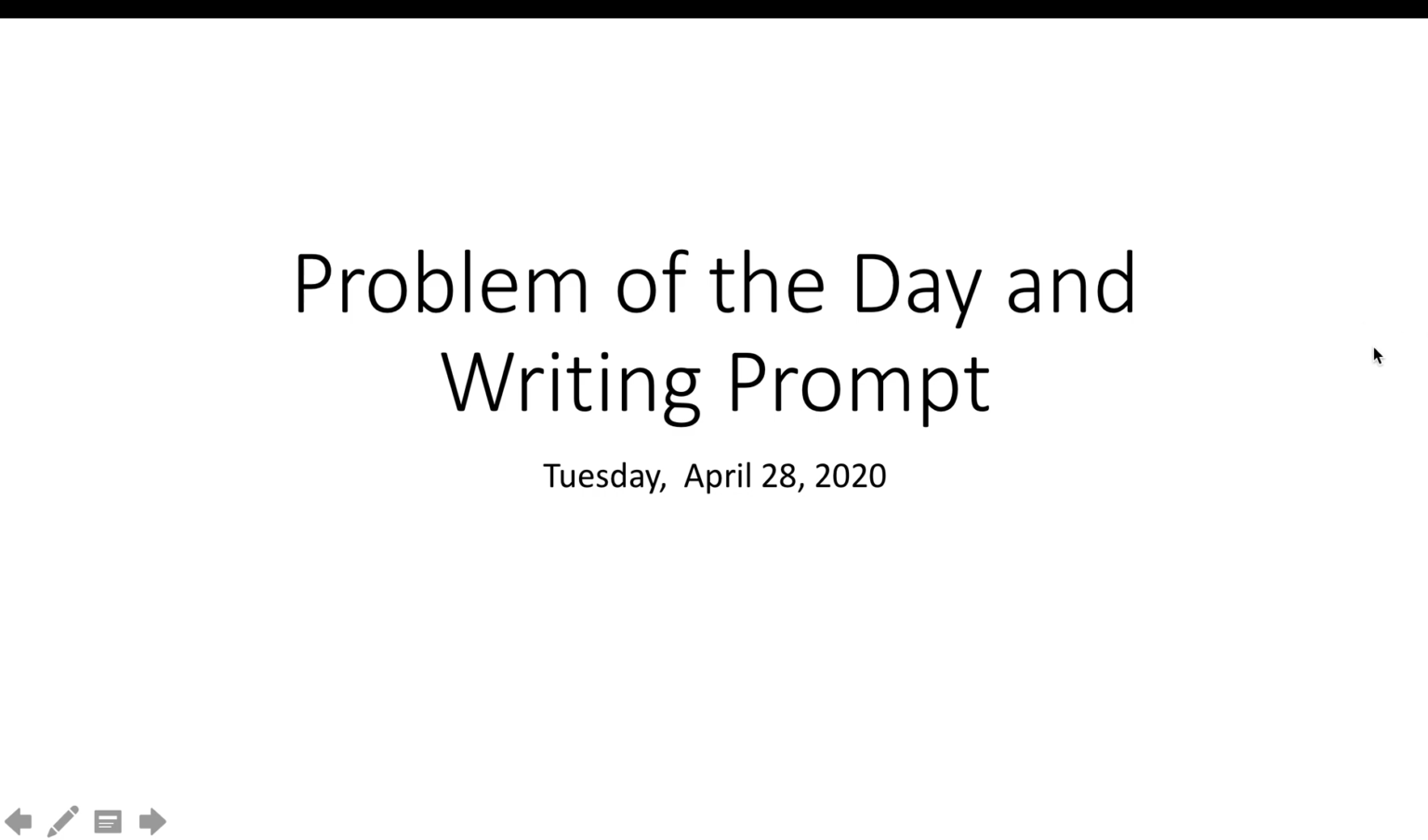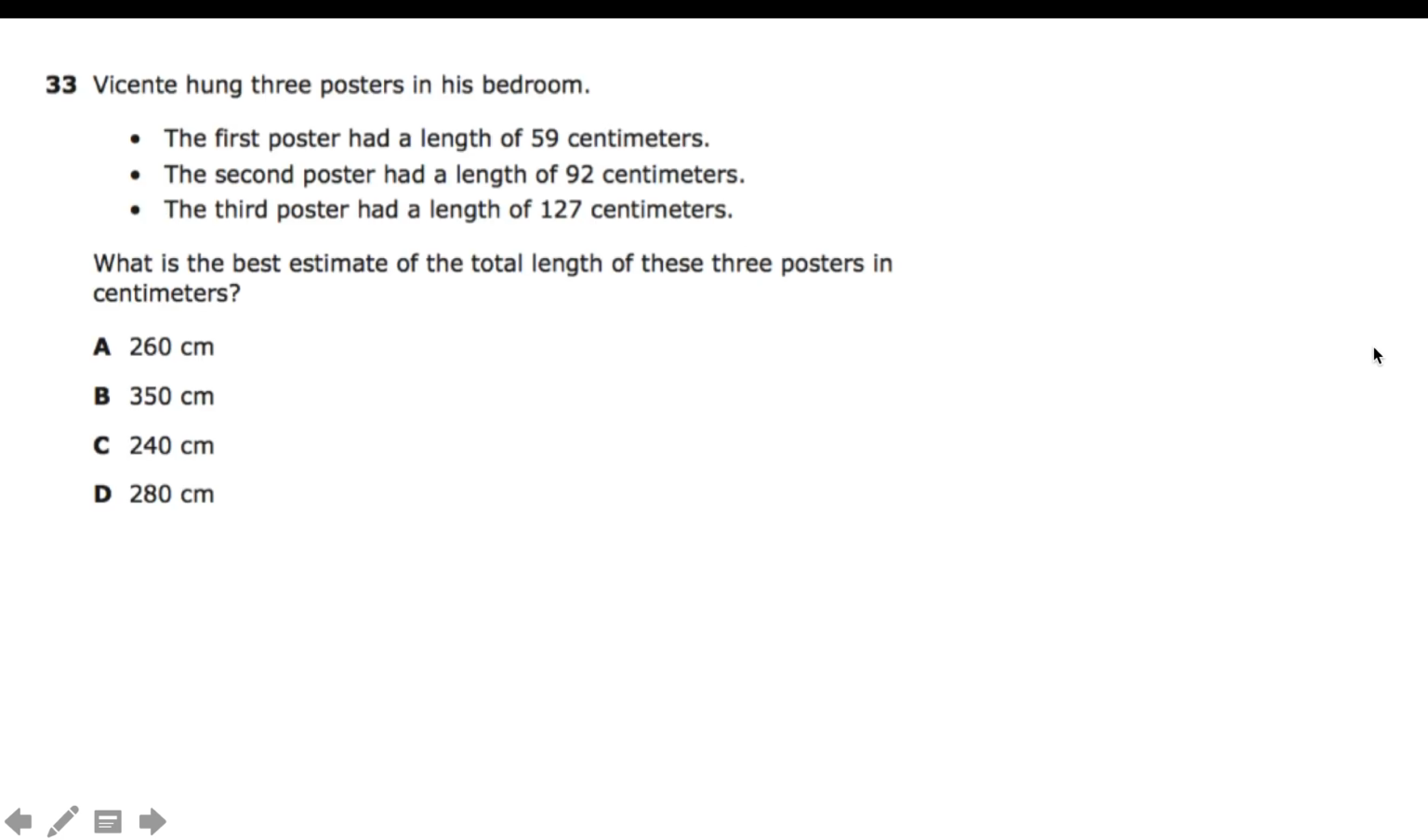We're going to go ahead and start with our problem of the day. First thing we need to do is read it. Vicente hung 3 posters in his bedroom. The first poster had a length of 59 centimeters. The second poster had a length of 92 centimeters. The third poster had a length of 127 centimeters. What is the best estimate of the total length of these 3 posters in centimeters?